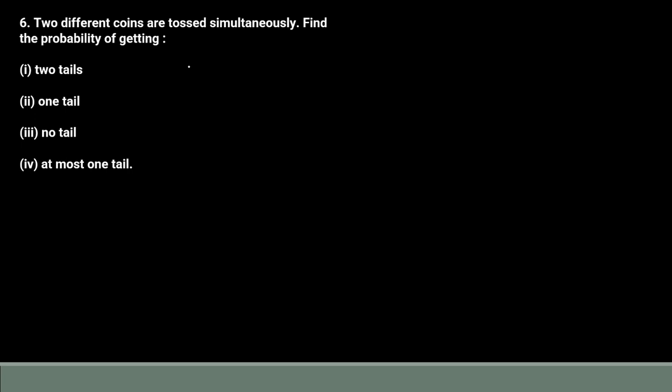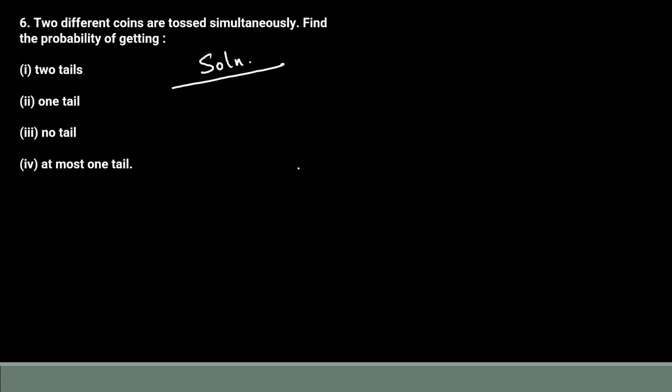Whenever you find a problem, it's not just for mathematics. Whenever you find a problem in life, try to give it your shot first, and then seek help. So let's do the solution for this. Two different coins are tossed simultaneously. Find the probability of getting two tails, one tail, no tail, at most one tail.